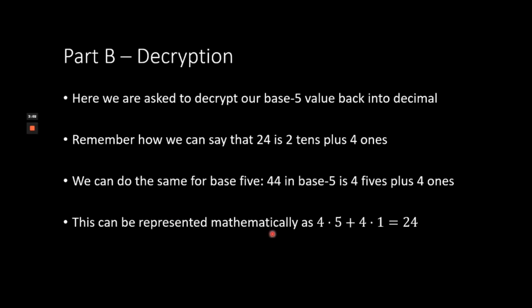And so when we multiply these by their respective place numbers, or weights, and we add them together, we get 4 times 5, that's 20, and 4 times 1, that's 4. So it's going to be 20 plus 4 is 24. So that is the decryption from 44 to 24 in decimal.